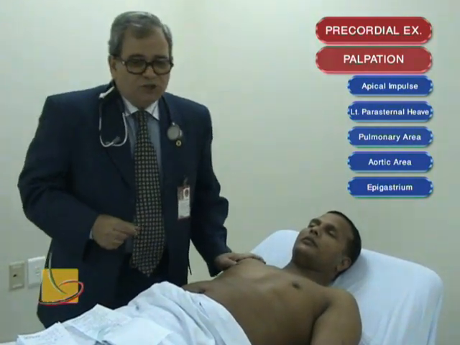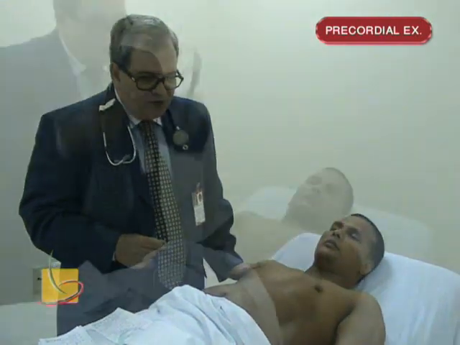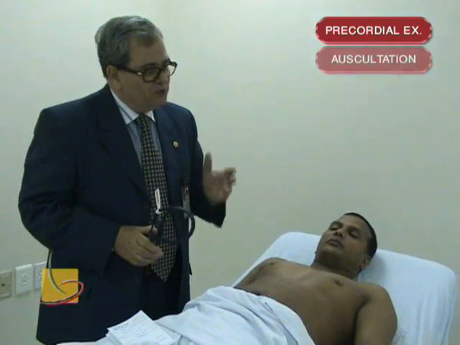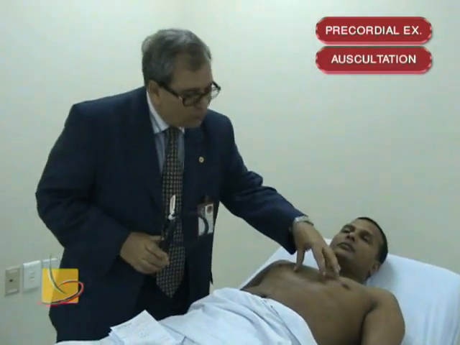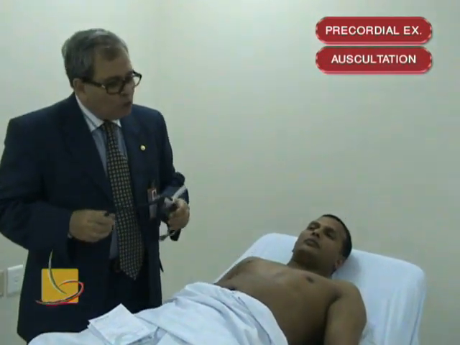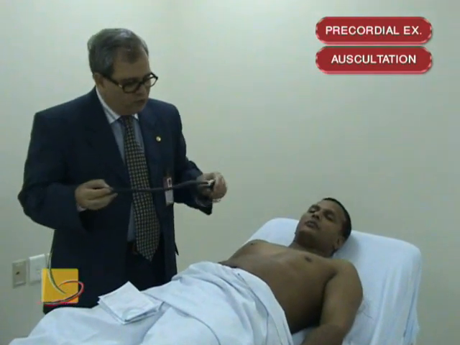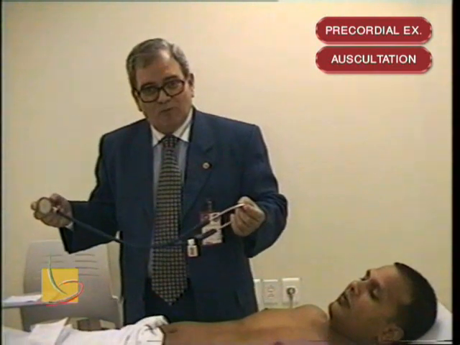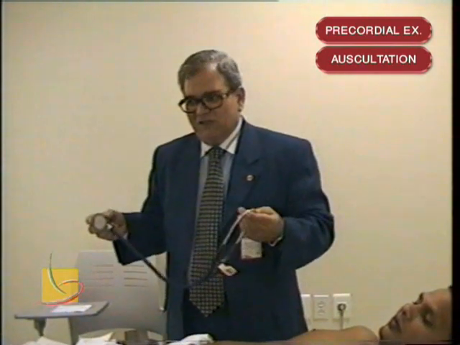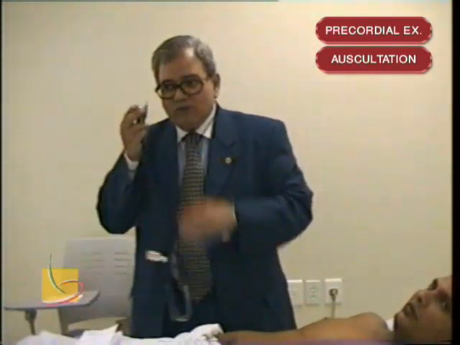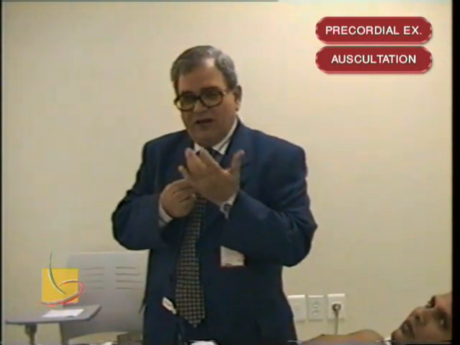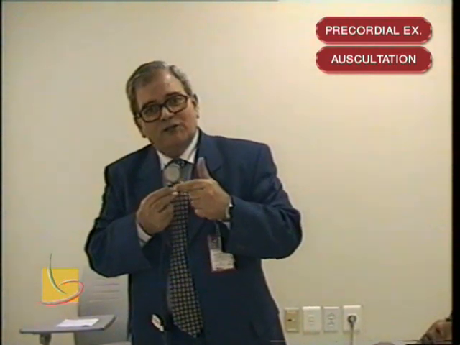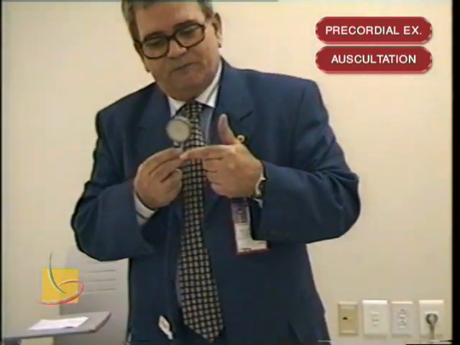By this, we finished the palpation of the heart. Then we move to the auscultation, and this will be the final step in the pericardial examination. Before we start the auscultation, we have to know the parts of the stethoscope and how to use the stethoscope. The stethoscope is formed from a diaphragm, which is good in auscultating the high frequency sound.